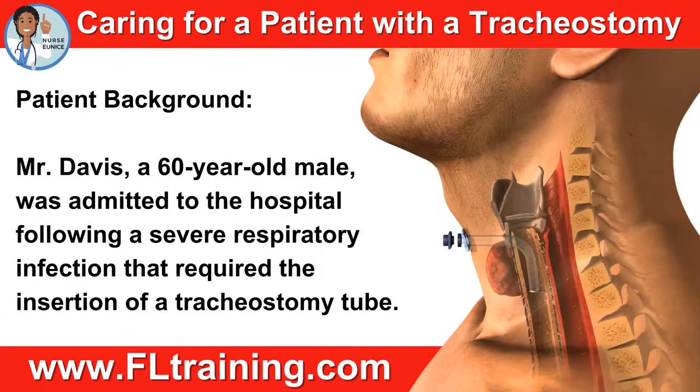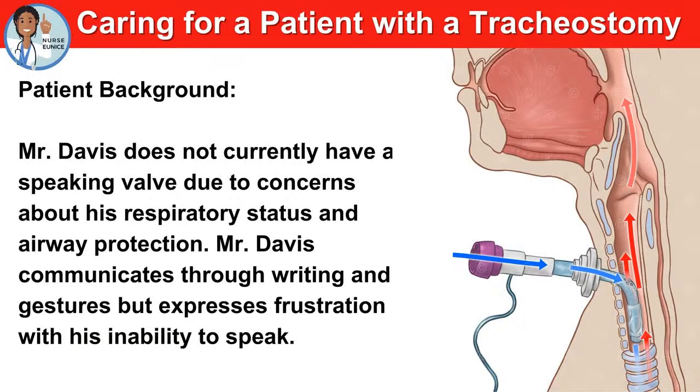All right, so let me tell you about your patient, Mr. Davis. Mr. Davis is a 60-year-old male who was admitted to the hospital following a severe respiratory infection that required the insertion of a tracheostomy tube. Mr. Davis does not currently have a speaking valve due to concerns about his respiratory status and airway protection. Mr. Davis communicates through writing and gestures, but expresses frustration with his inability to speak.